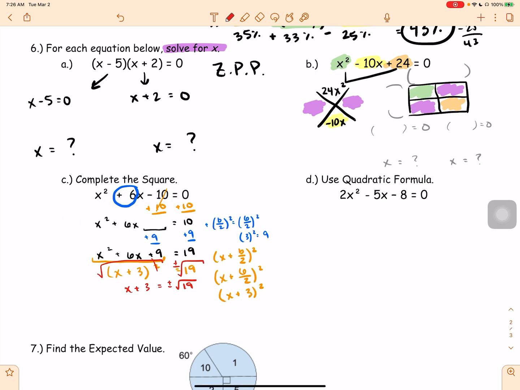Okay, so now if I were to subtract 3 from both sides, we have x equals negative 3 plus or minus root 19. And you could totally get that to be a decimal and find each of your two answers by splitting the plus and minus. So I want you guys to do that on your own. Split the plus or minus and put it into your calculator to get the decimal.